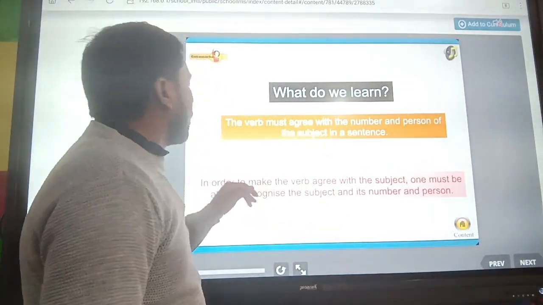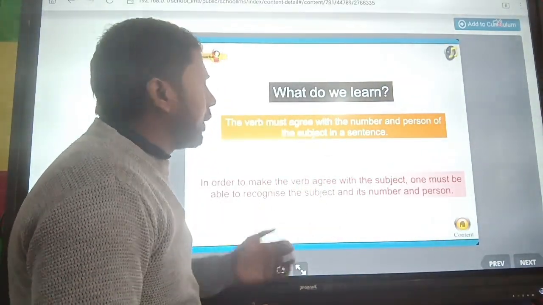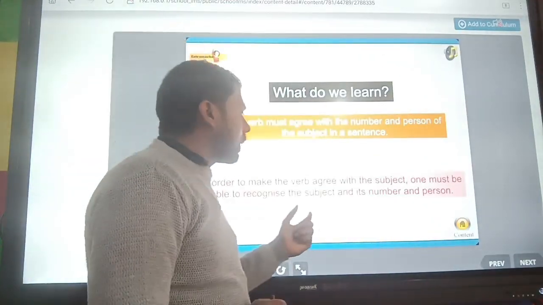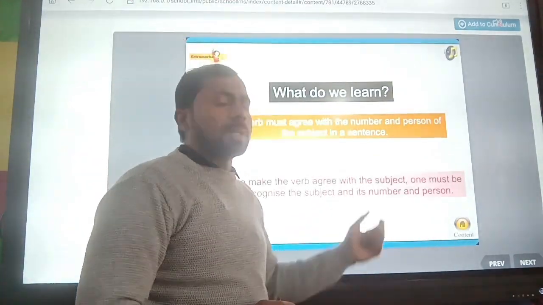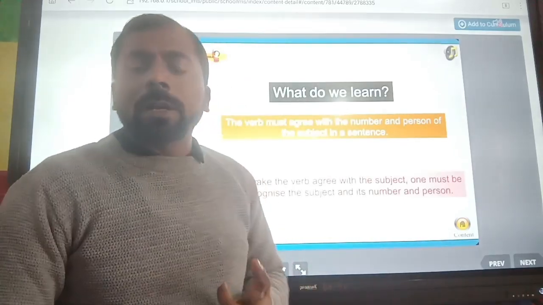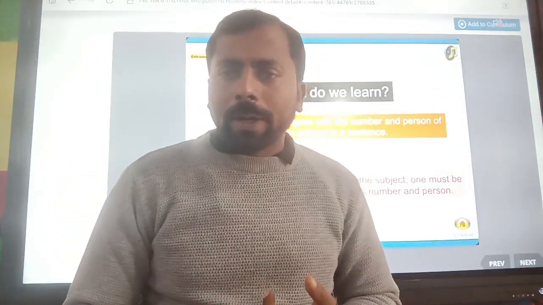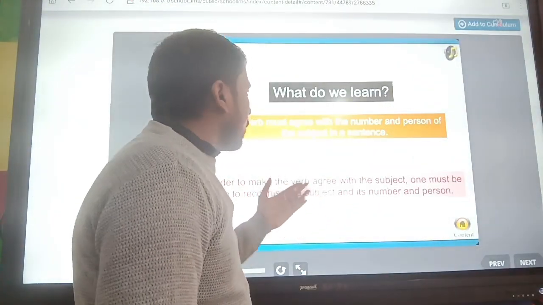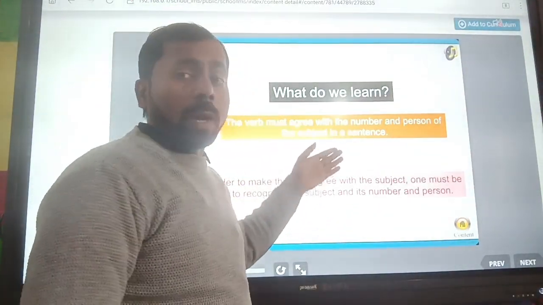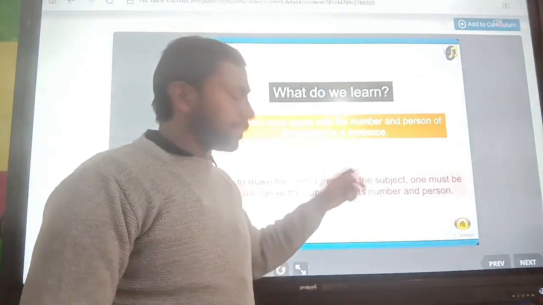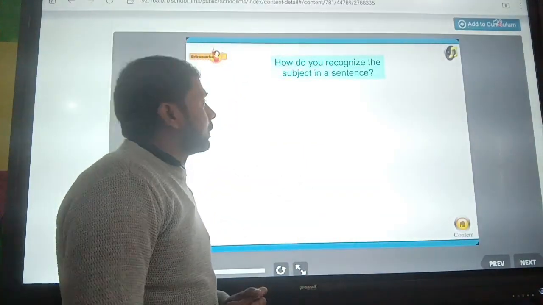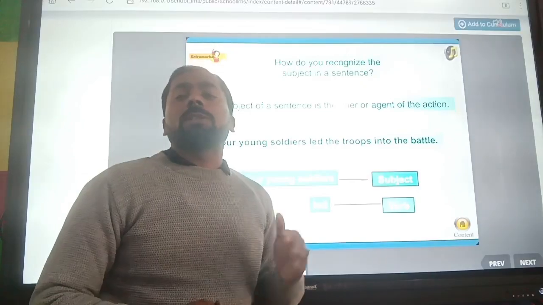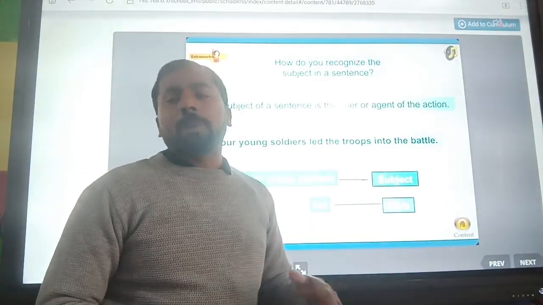In order to make the verb agree with the subject, one must be able to recognize the subject and its number and person. It means according to the person, number and gender, we can use the helping verb or main verb. Next, how can we identify the subject? Is it singular or plural number?